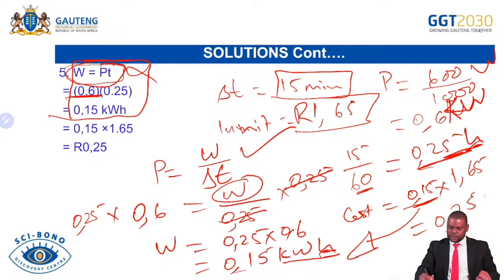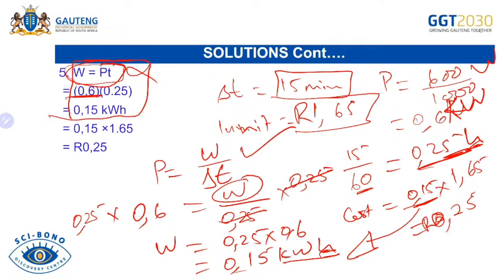Then we have 0.25, which is going to give us 25 cents. That means if the family uses the kettle for 15 minutes, and 1 unit is equal to 1 rand 65, that means they're going to use only 25 cents. It will cost them 25 cents to use the kettle for 15 minutes. Are we together, grade 12?